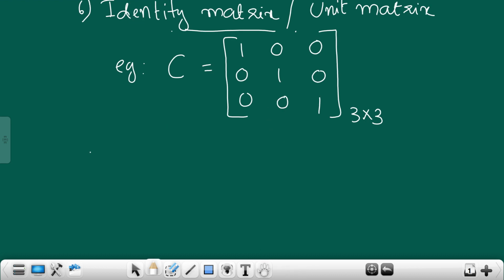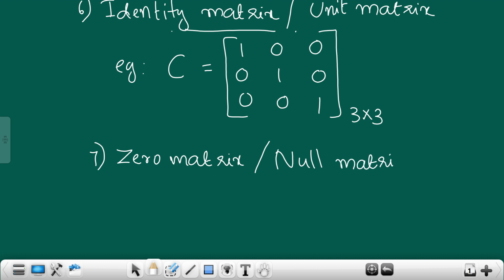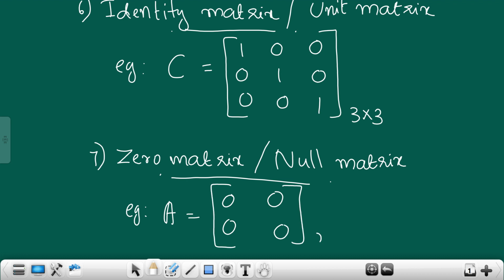Seventh one, zero matrix or null matrix. A matrix in which all the elements are zeros is called a zero matrix or null matrix. For example, matrix A equal to 0, 0, 0, 0. The order of this matrix is 2 by 2. All the elements in this matrix are zeros.